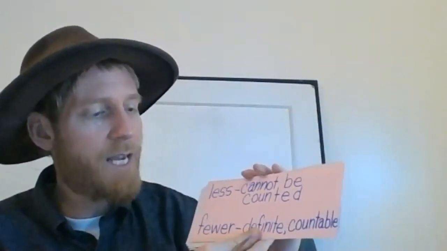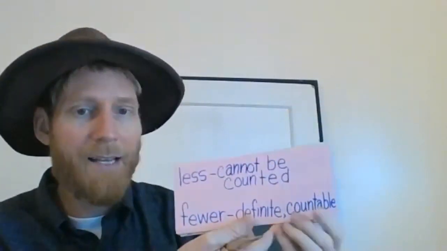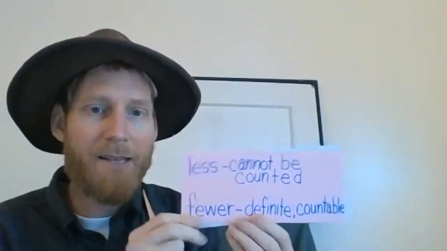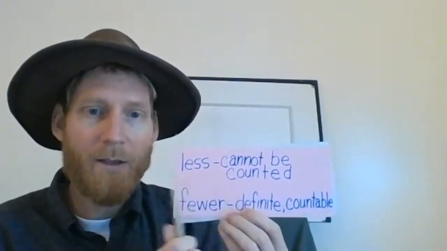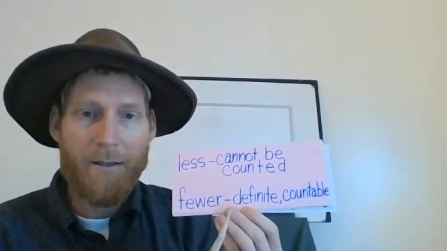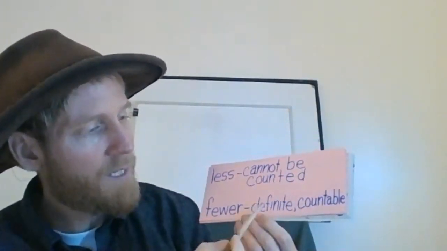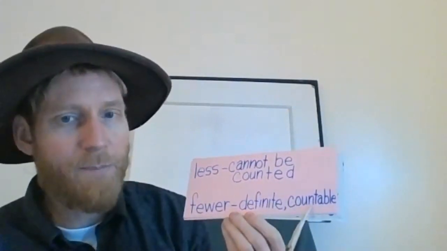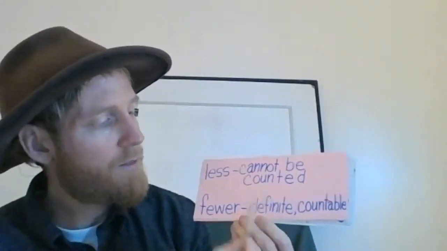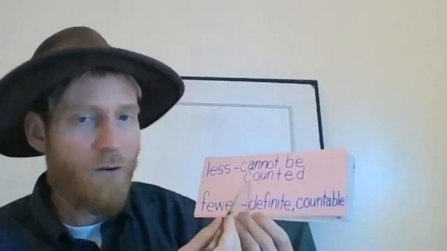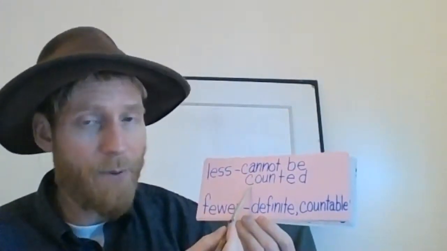Less and fewer. Less cannot be counted. Fewer can be counted, right? It's a definite, countable amount. So there was less water in that cup than the other one.